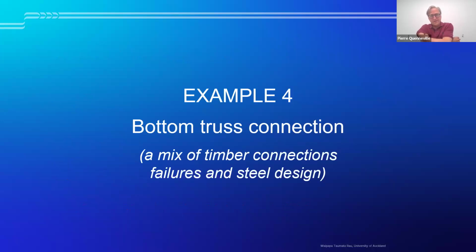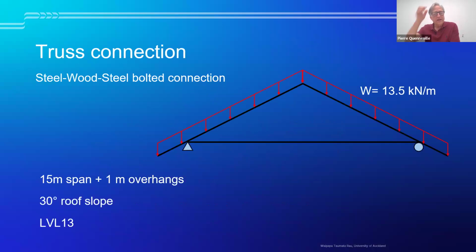Example 3, it shouldn't be example 4, it should be example 3. It's a bottom truss connection, and in this case, there's a mixture of timber connection failures and steel design. So we have a truss, it's a 15-meter span, there's 1 meter overhangs, the slope of the roof is 30 degrees, and the members are LVL 13. The connection at the bottom is a steel, wood, steel bolted connection.